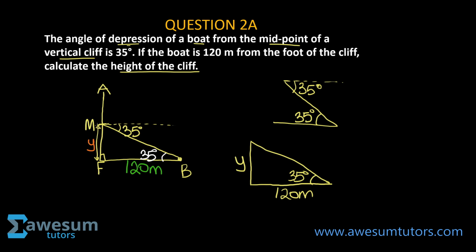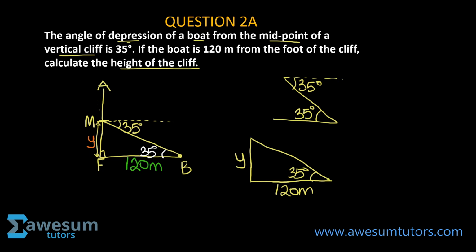But remember, this M right here is the middle. So that means if I'm able to calculate y, I will be able to get the height of this, because from here to here is half of this cliff. Whatever I have here will also be the same thing right here, A to M, and then I can sum them up together, or you can multiply whatever y gives you by 2. Let us go ahead to find the value of y first.